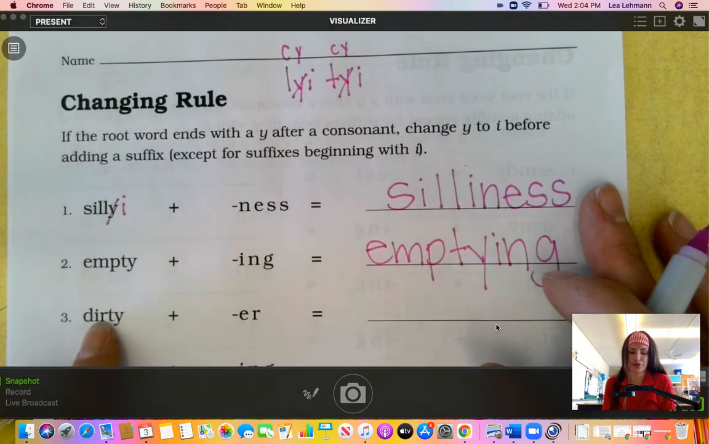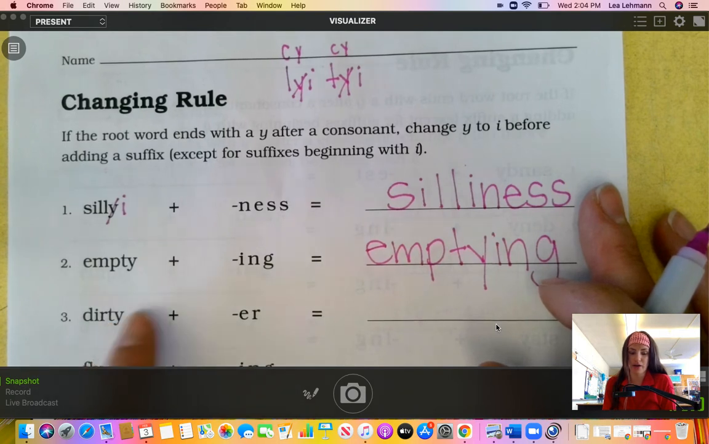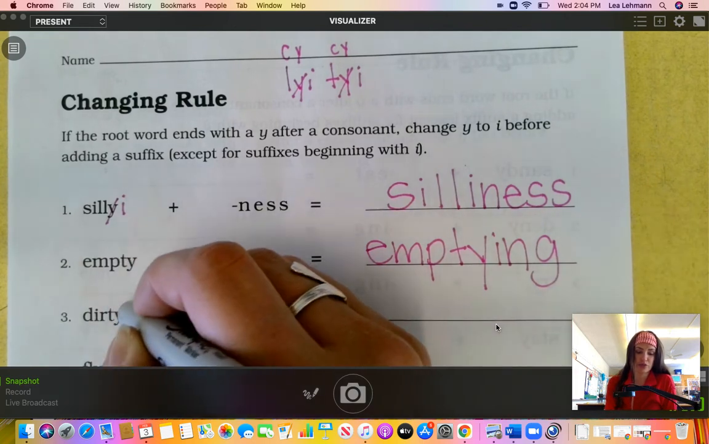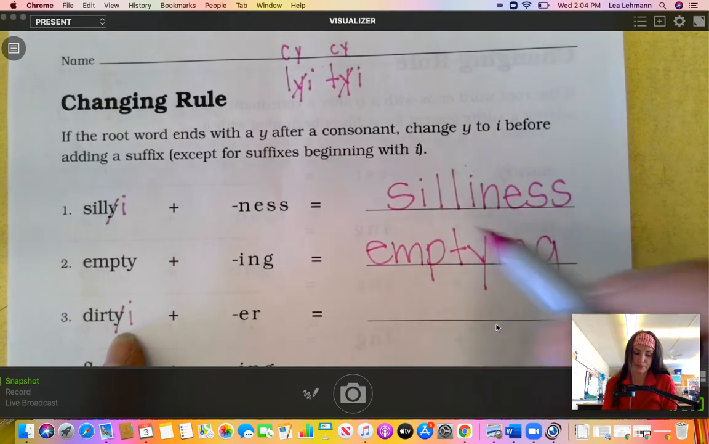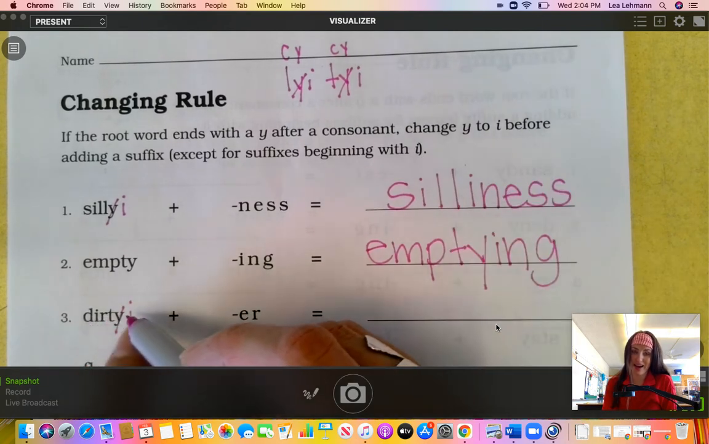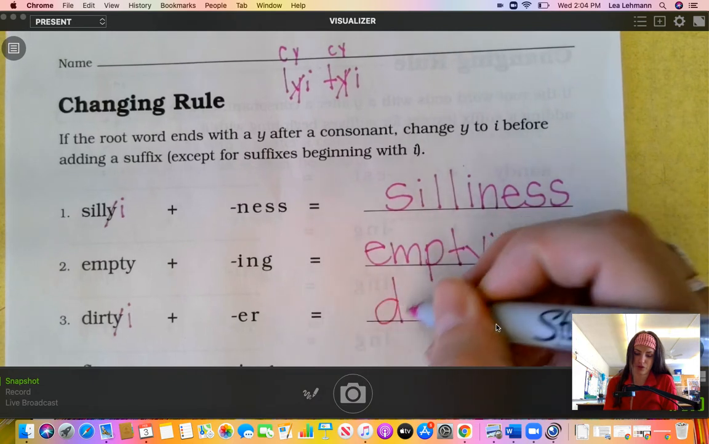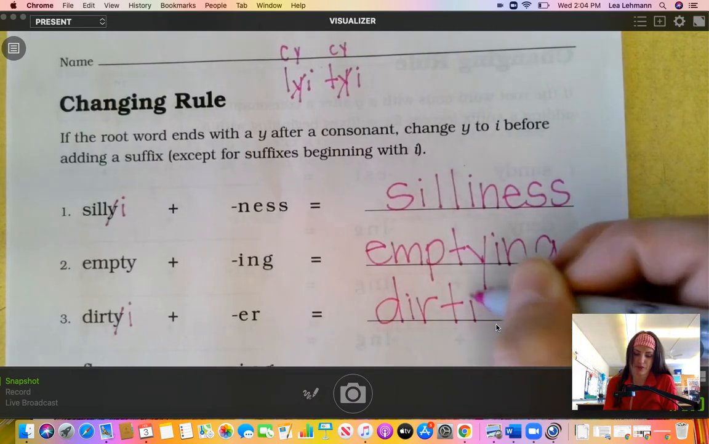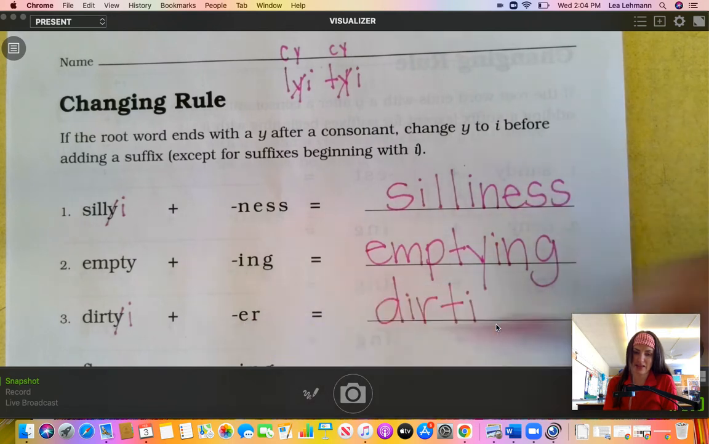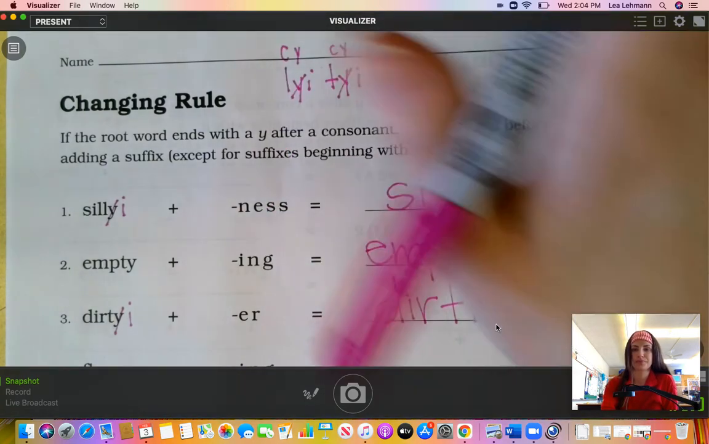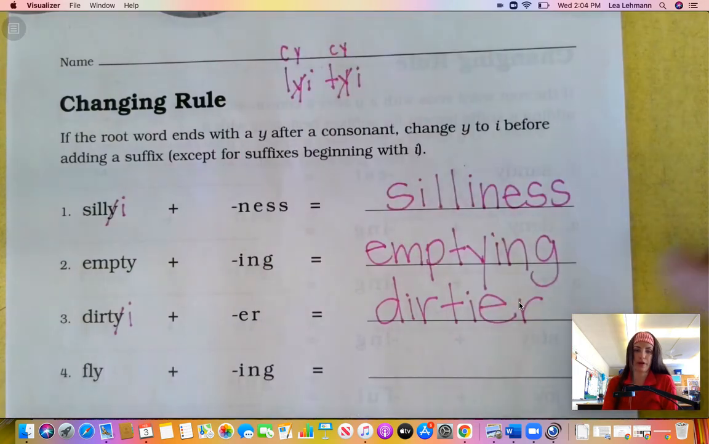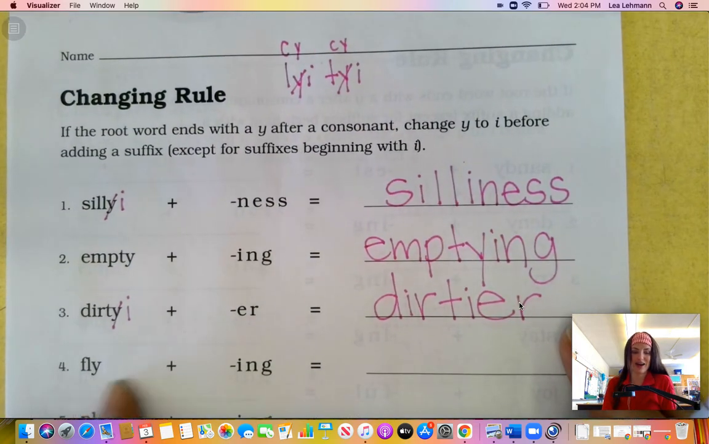All right, number three says dirty and then er. So I have a consonant Y, and that does not start with an I, so I can drop the Y and add an I. So this one is dirty with an I now. So dirti, and then I add my E-R, dirtier.